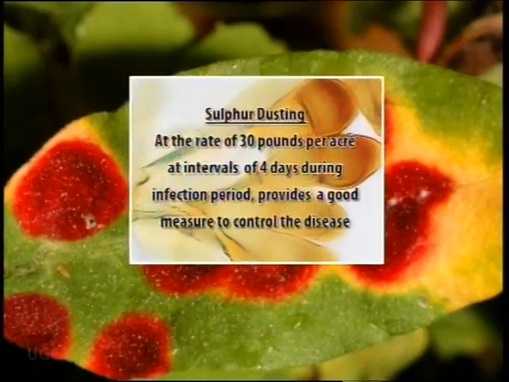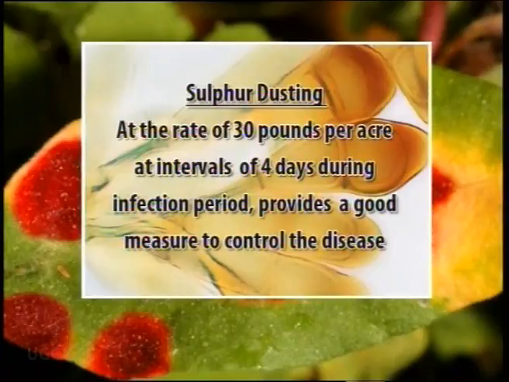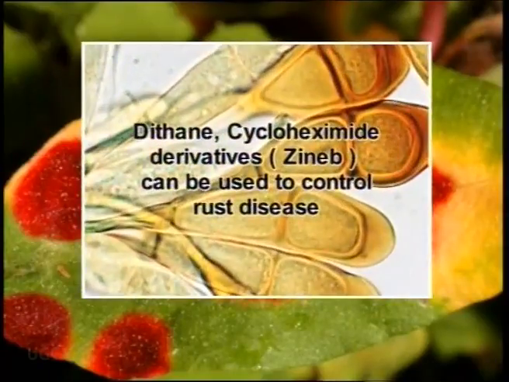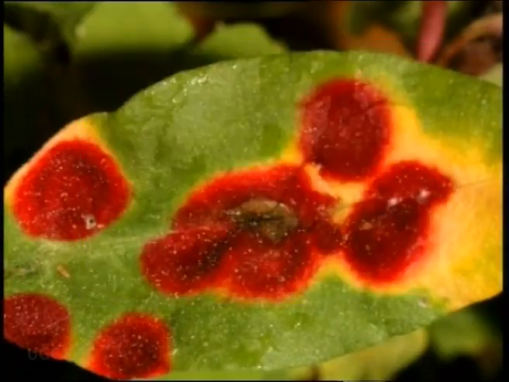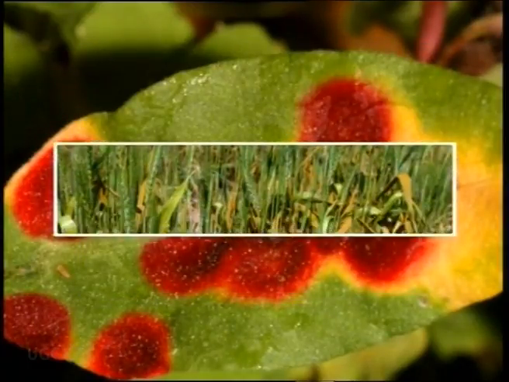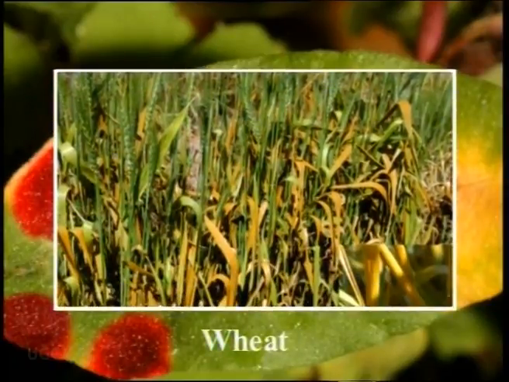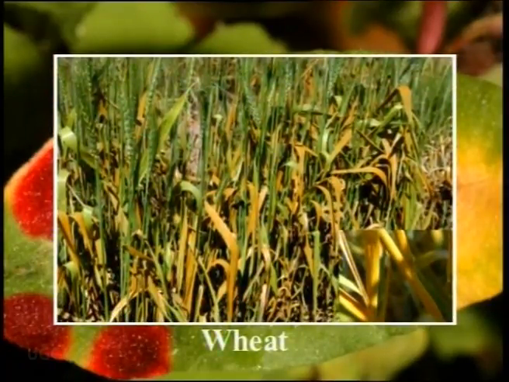Number 2, sulfur dusting at the rate of 30 pounds per acre at intervals of 4 days during the infection period provides a good measure of control of the disease. Dithiocarbamate derivatives like Zineb, etc. may be successfully used. Early sowing of wheat may also prevent the rust outbreak. And lastly, the cultivation of resistant varieties of wheat is the most effective method of control.